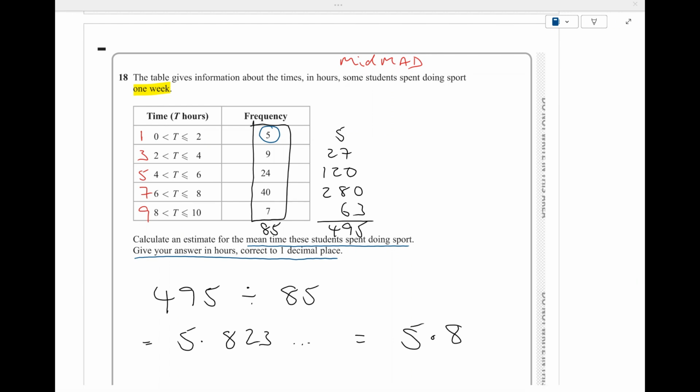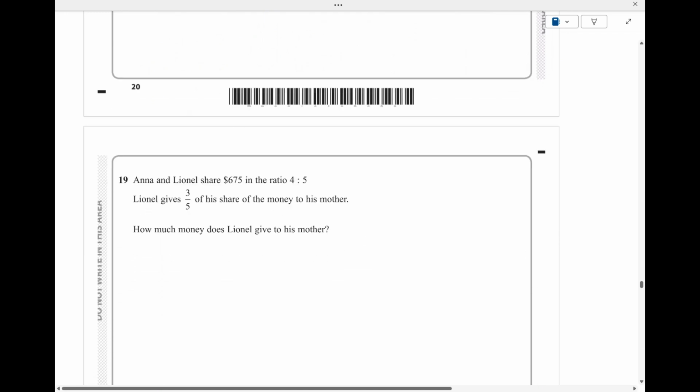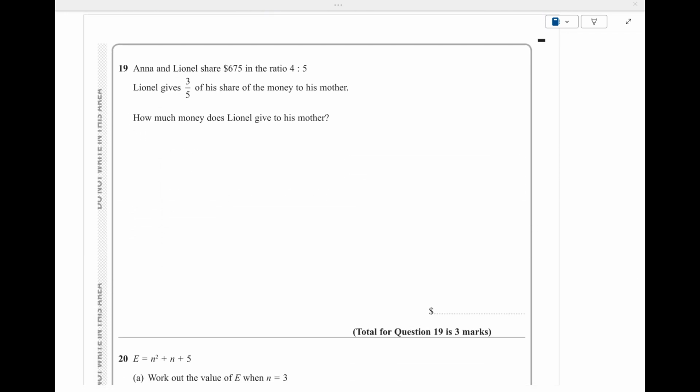Question 19. Anna and Lionel share $675 in that ratio. Well, let's start with that, shall we? So we've got Anna and Lionel. They share in the ratio 4 to 5. Well, that adds up to 9, and they share 675.